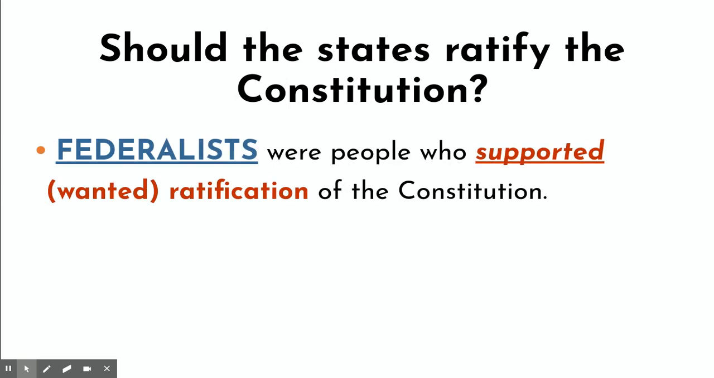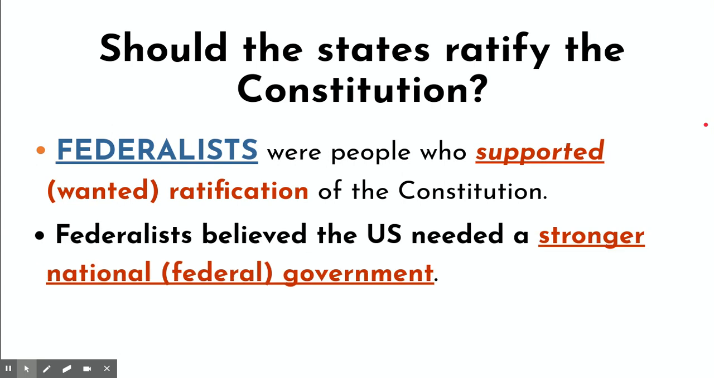The people who wanted to ratify it were called Federalists. Federalists were people who supported or wanted ratification of the Constitution. Why did they want it ratified? Mostly because they thought that we needed a stronger national or federal government. Remember, national government and federal government mean the same thing here. So they believed the U.S. needed a stronger national government or stronger federal government. Keep that in mind.